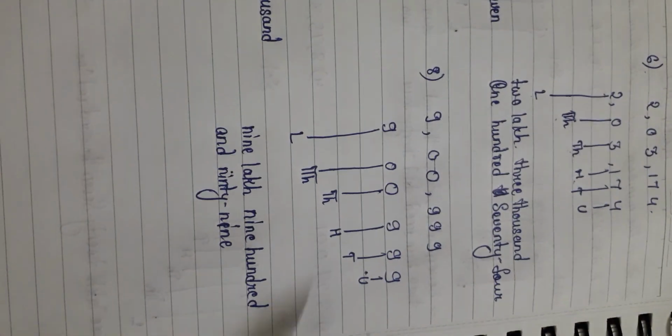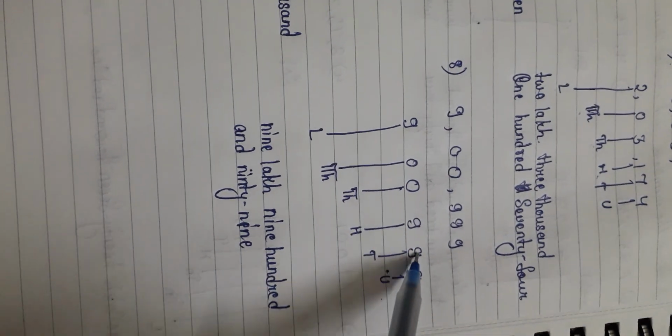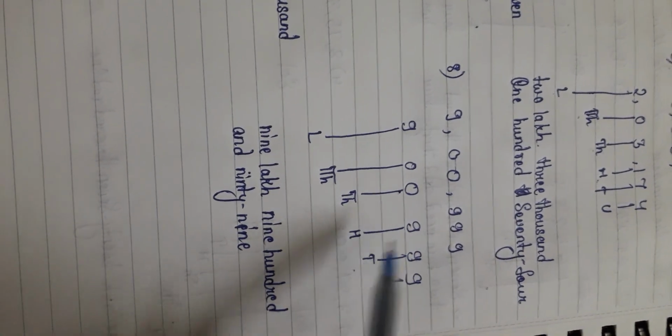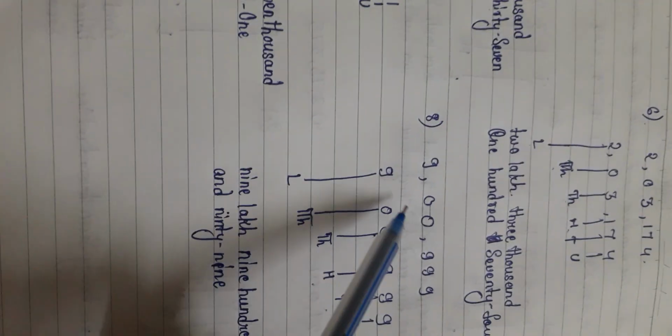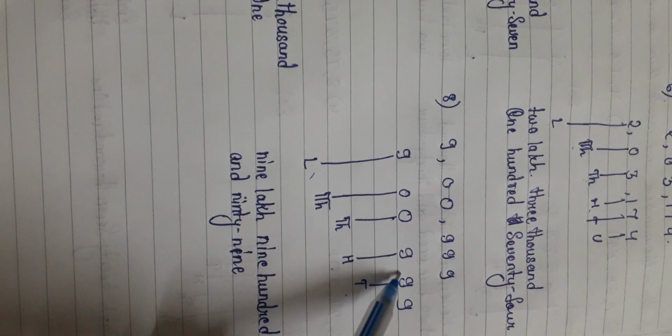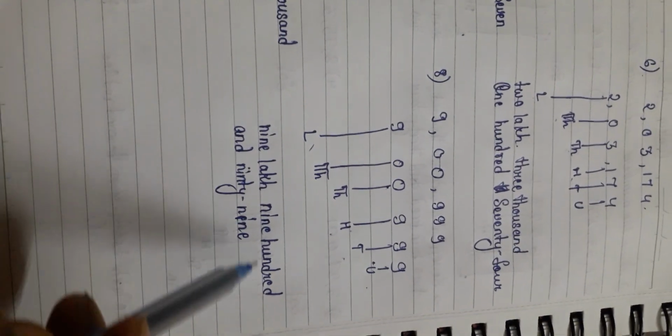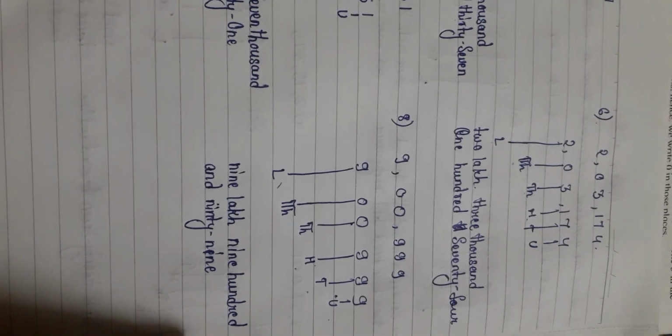Now question 8. We have written the place value already. 9 is in unit place, 9 is in tens place, 9 is in hundred, 0 is in thousand place, so 9 lakh. This is 0, so we leave this, we will not read it. So 9 lakh 999. Now we have completed till question number 8.